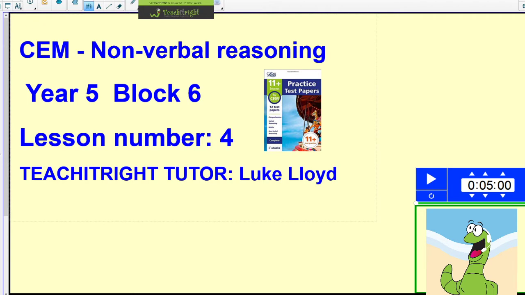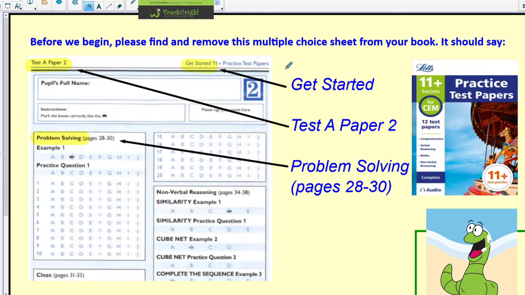Let's get started. First things first, you're going to need to get out the material you've been using. Now if you've been at Chris's lesson you might have already had this out and ready, in which case fantastic, you're ready to go. But just a reminder, this is the sheet we're using today, so it's the answer sheet for Test A Paper 2. And it's in the Get Started section here.